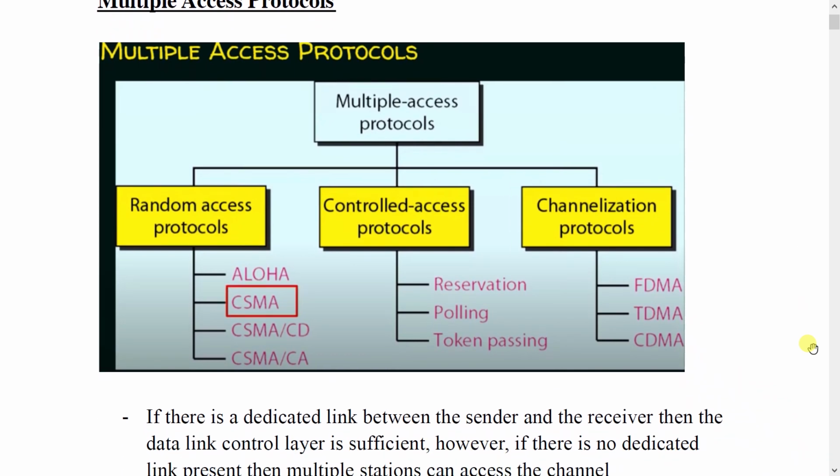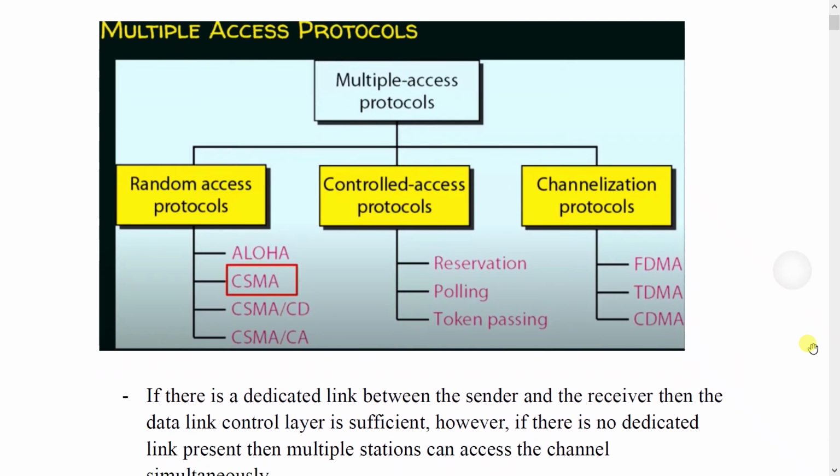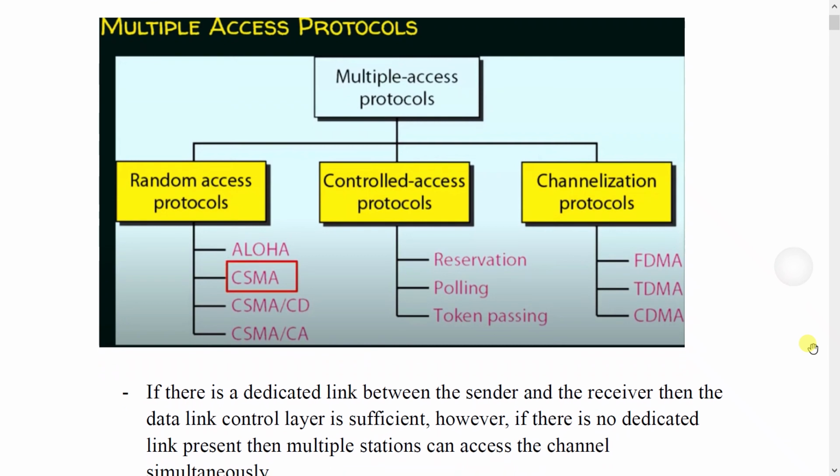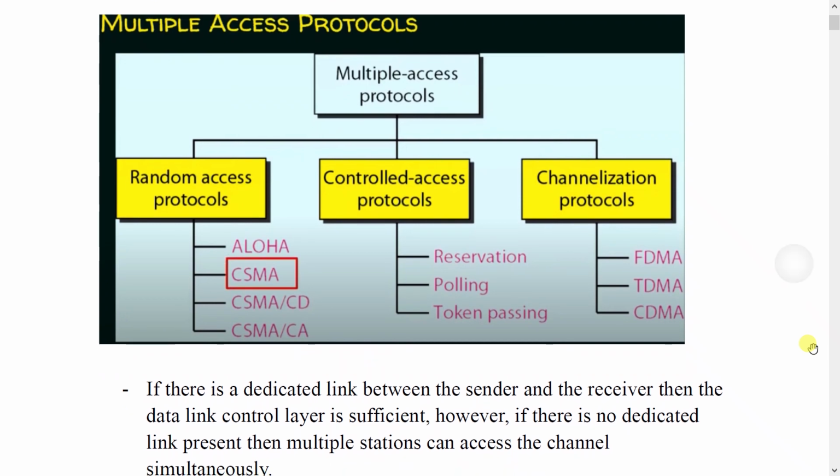Multiple access protocols can be divided into three main types. We have the random access protocols. Examples of these protocols are the Aloha protocol, CSMA protocol, CSMA/CD protocol, and CSMA/CA protocol. CSMA is carrier sense multiple access, CD is collision detection, and CA is collision avoidance.